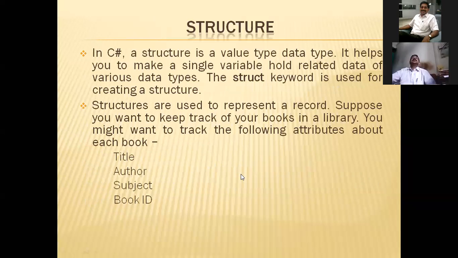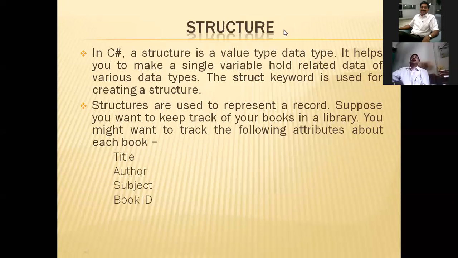Let us see the next topic, which is the structure in C#. You can see here that in C# a structure is a value type data type. It helps you to make a single variable hold related data of various data types. The struct keyword is used for creating a structure. So how can we define the structure? We know that the structure will hold different data types. So structures are used to represent a record.